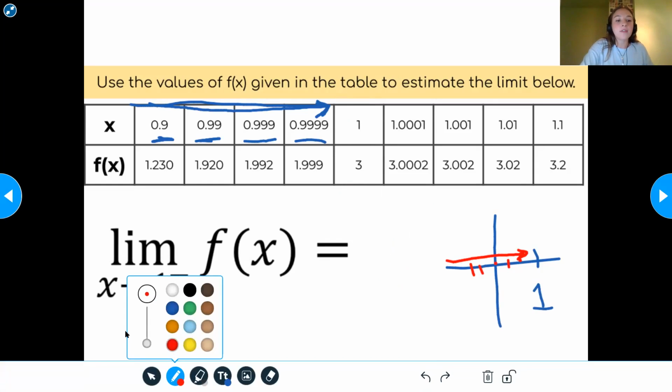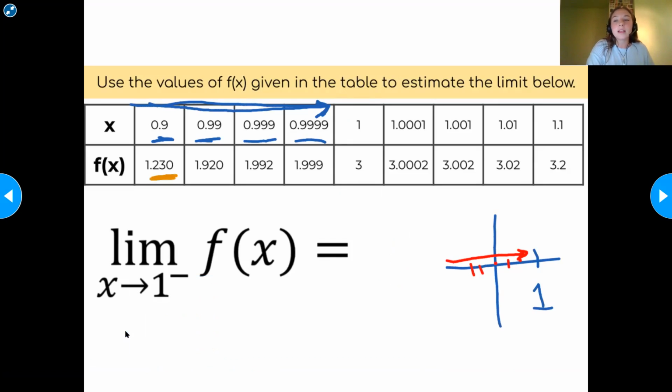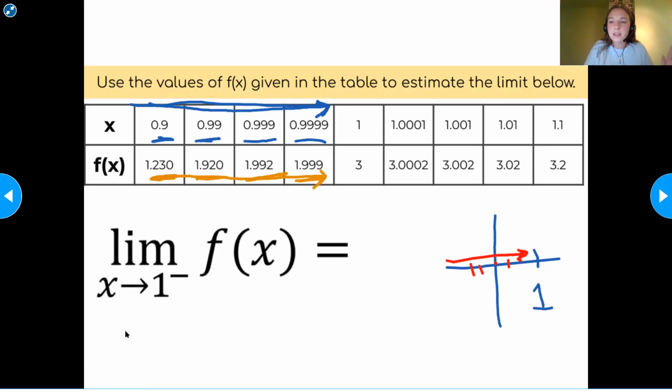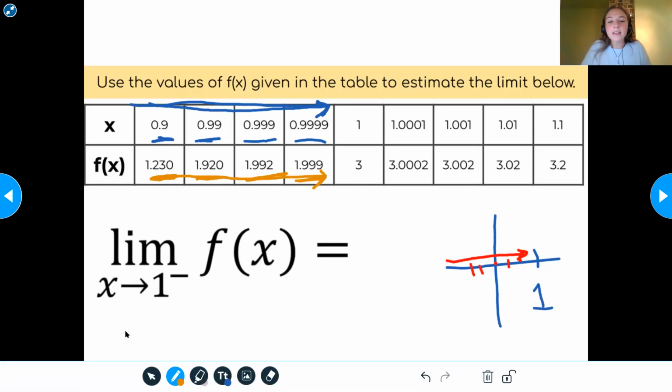So let's look at our f of x values in the table and see what they are approaching. Matched with our smallest value, 0.9, we can see we have 1.230, onto 1.920, onto 1.992, and finally 1.999. Now the question is, what y value are all these f of x values approaching? And the answer is 2. We're slowly getting closer and closer to 2 as our x values are getting closer and closer to 1 from the left. So this means that our left-hand limit as x approaches 1 of f of x is 2.